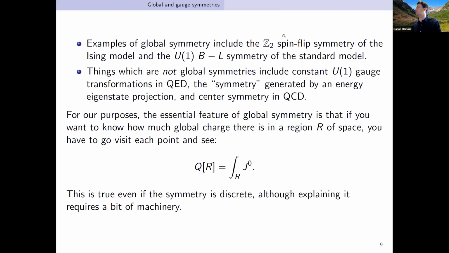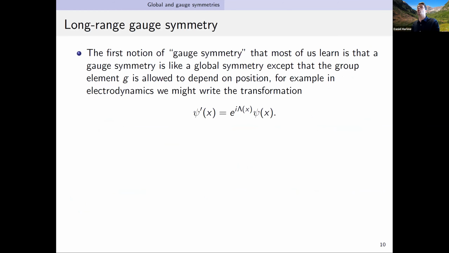We have plenty of time here, so you can feel free to ask questions as you like. I think my total number of slides is like 24 or 25, so you can see we're on pace. Okay, let's go on to gauge symmetry then. We're now experts in global symmetry.